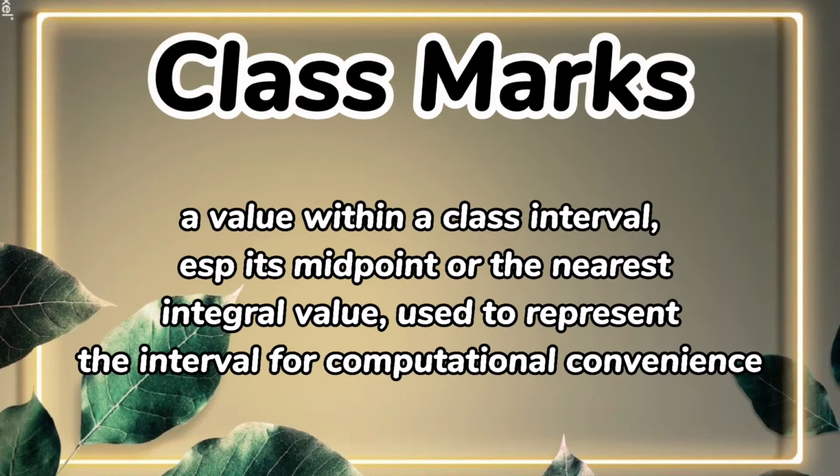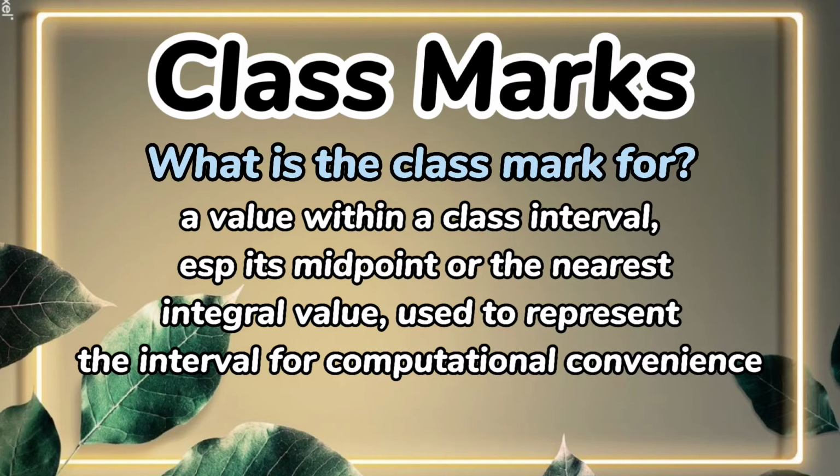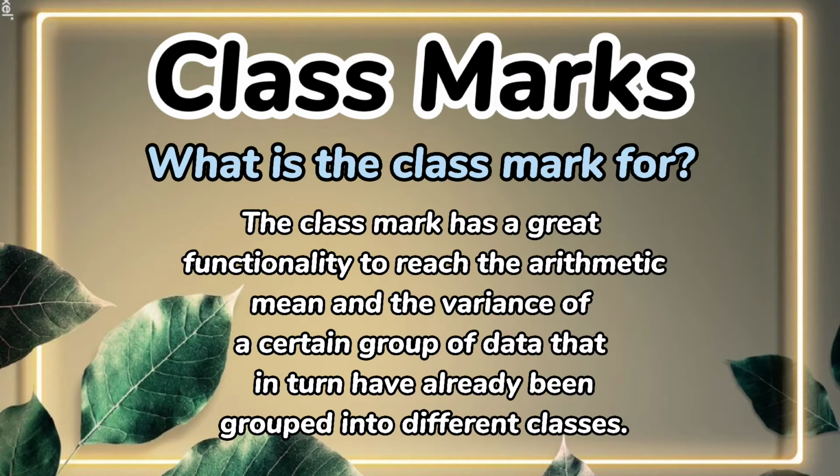A class mark is a value within a class interval, especially its midpoint or the nearest integral value. It is used to represent the interval for computational convenience. Also, the class mark is known as the midpoint. It is a value in the center of a class and represents all values that are in a certain category. So what is the class mark for? The class mark has a great functionality to reach the arithmetic mean and the variance of a certain group of data that in turn have already been grouped into different classes.